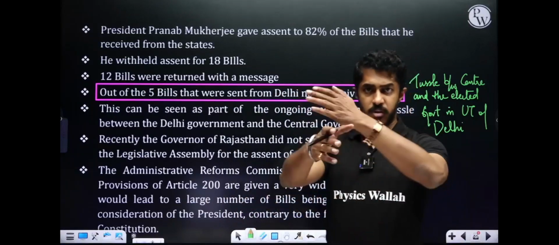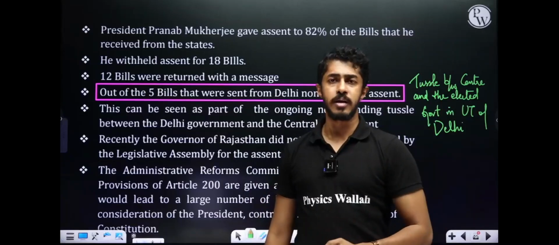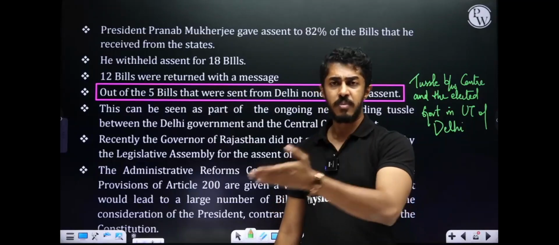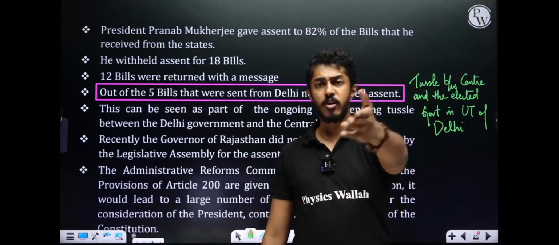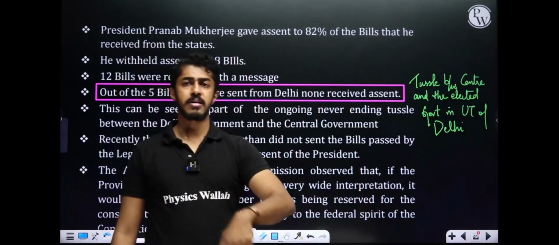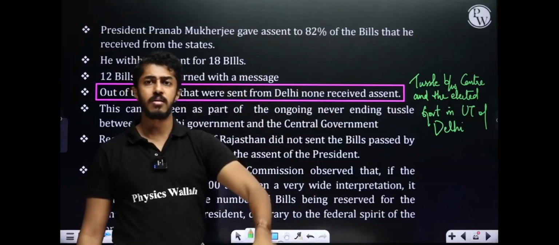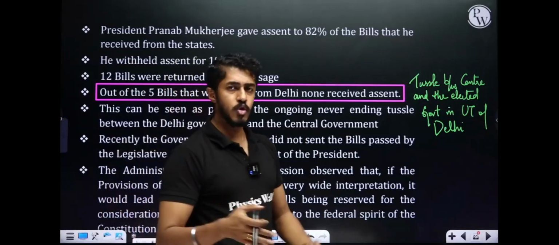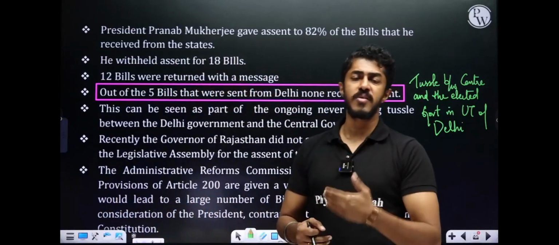That is, if you give a wide interpretation to Article 200, that means whichever bill comes, goes to the president. If every bill has to get the president's assent, then why do we need a governor? Why do we need a state administrative apparatus? There all decisions will be taken by the center only, right? This bill, yes. That bill, no. Correct. So it is against the federal nature of our constitution.